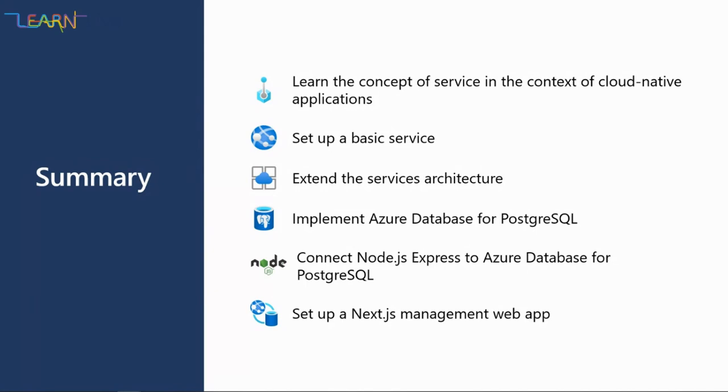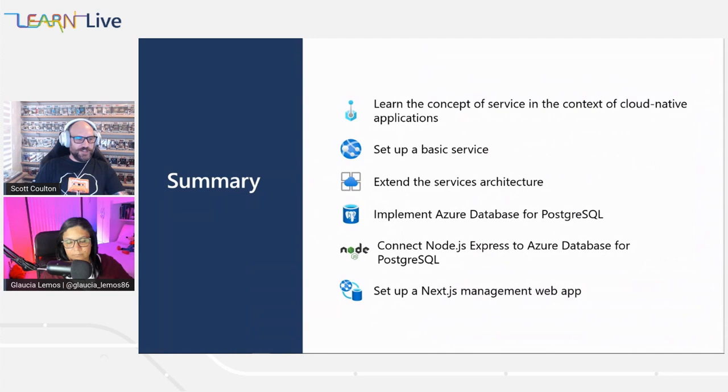We then took that idea and built a basic service. We extended the architecture of the service by adding more services to the application. So we had two services running. And then we implemented the database in SQL. Glossier, could you go through in Node a bit more what we've done? So on the node services, because there was a lot you covered there.